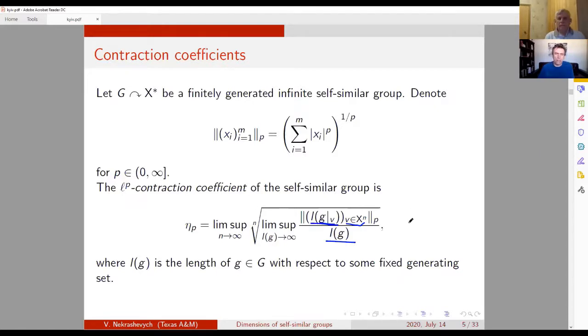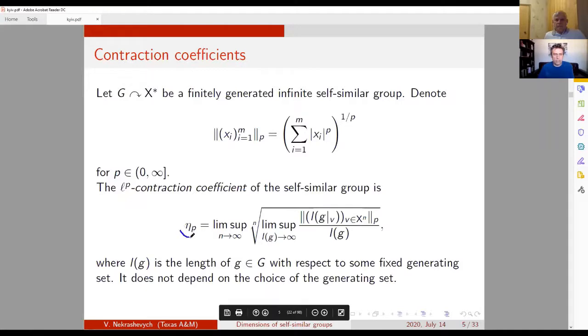Take then the nth root of this and take the lim sup of this nth root. So in other words, you look how the Lp norm of lengths of these sections, of these restrictions, is scaled with respect to the length of the group element. So for example, if p is infinity, you'll get the maximum of length. So you get the longest section. If you take L1, you get the sum of lengths.